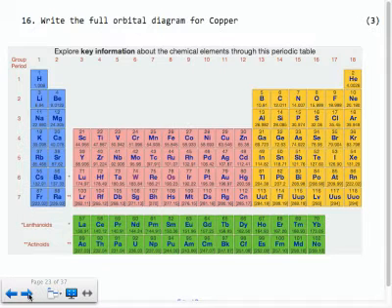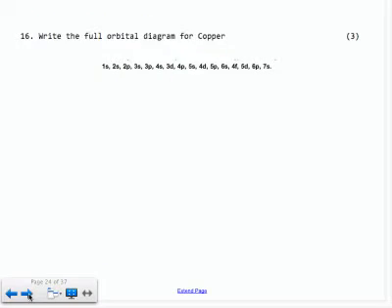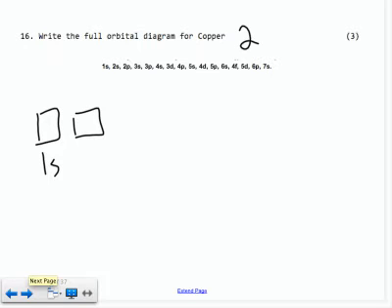Okay, this time we're going to be doing the orbital diagram for the element copper. Okay, copper is symbol Cu. It's element number 29. The orbital diagram uses the same sequence, but instead of just numbers and letters, we're going to be using the boxes and arrows. So we're doing copper, which is element number 29.